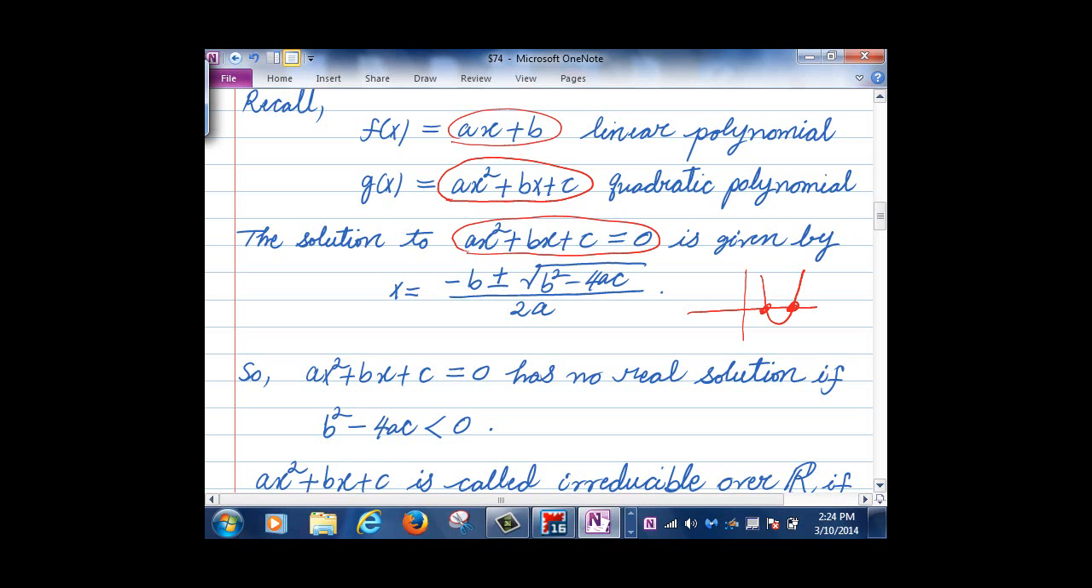Okay. However, if the parabola looks like, let's say, this, then it doesn't have any x-intercept, right? In that case, the quadratic equation will have no real solution, right? And in terms of the quadratic formula, what does it mean? When do you not have a solution?